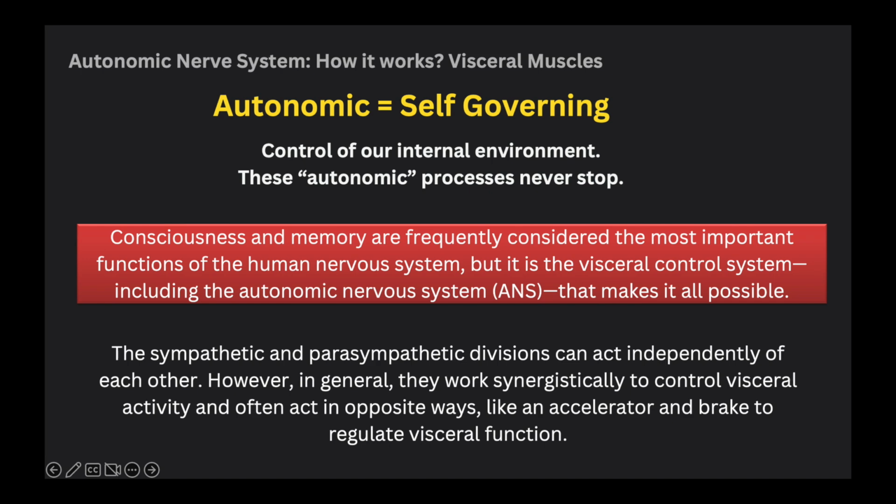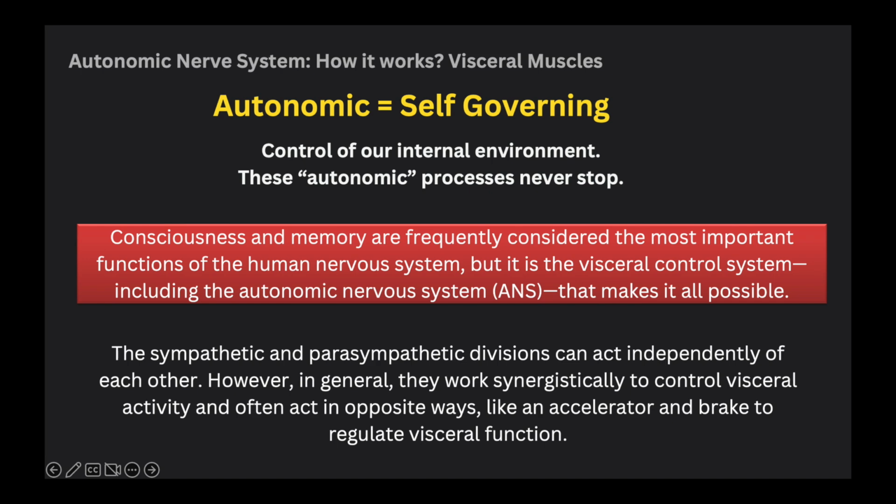Autonomic nervous system. You know, it controls the visceral muscle. That means the muscle within the bladder, urethra, within uterus and vagina, and also in the walls of rectum and anal canal, as far as pelvis is concerned. The basic meaning of autonomic is self-governing. So it gives the control to our internal environment. And this autonomic process never sleeps or never stops.